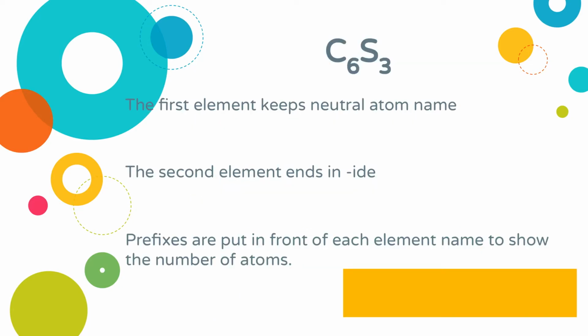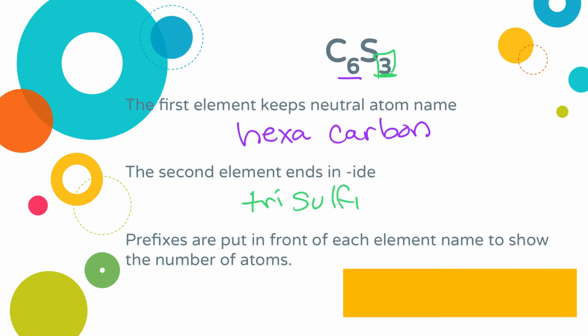So in this example, C6S3, the first element keeps neutral atom name. And 6 is hexa, so hexacarbon. And then the second element ends in IDE. And then we have 3 sulfurs, so trisulfide. Okay, so the full name of this compound is hexacarbon trisulfide.